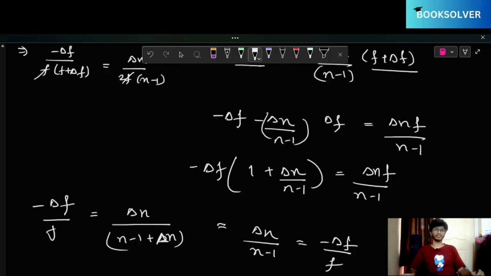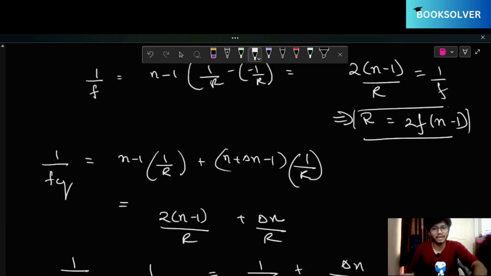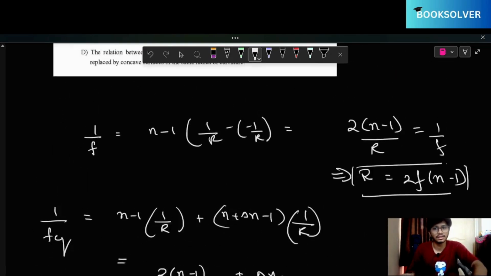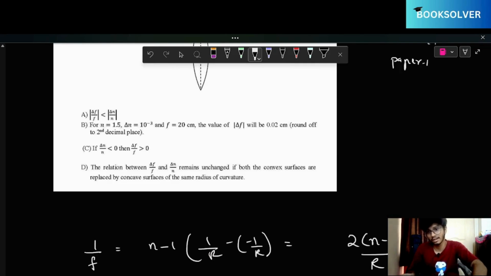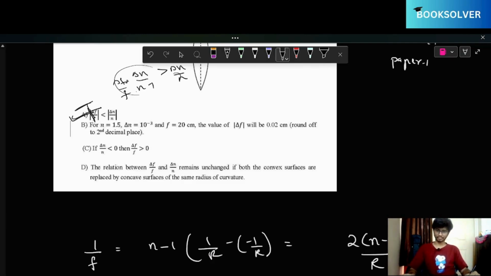So if they're asking about magnitude, delta F by F is delta N by N minus 1, and that is actually greater than delta N by N. It's obvious, right? Because delta N by N minus 1 is obviously greater than delta N by N. This is equal to delta F by F. So this option is wrong.